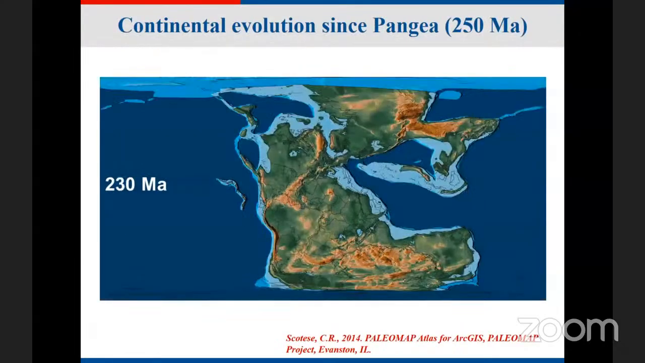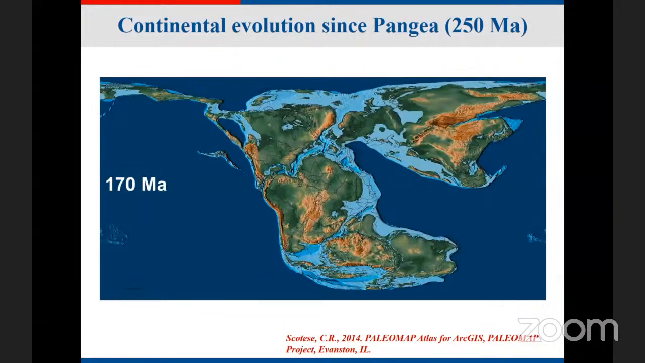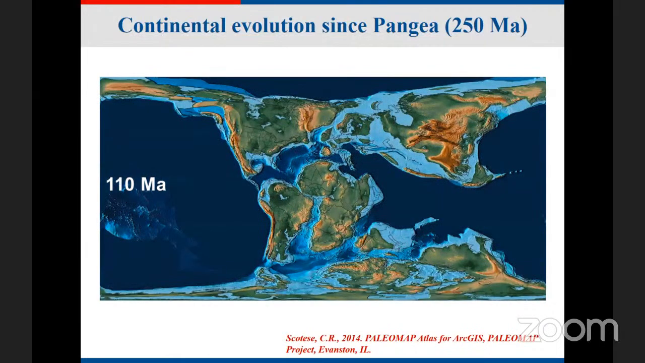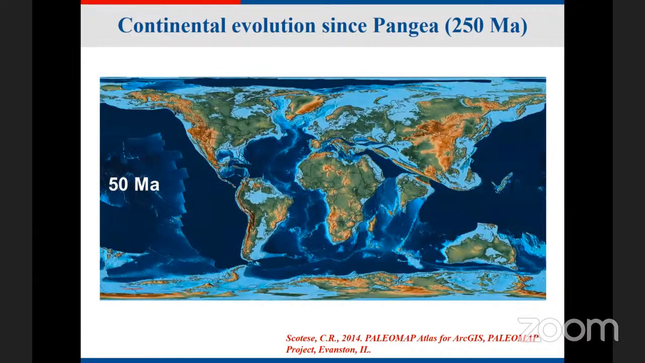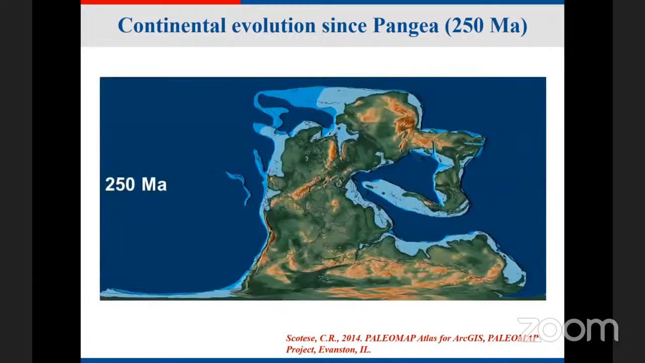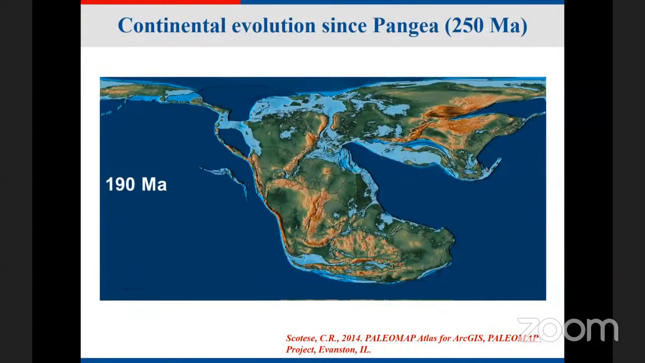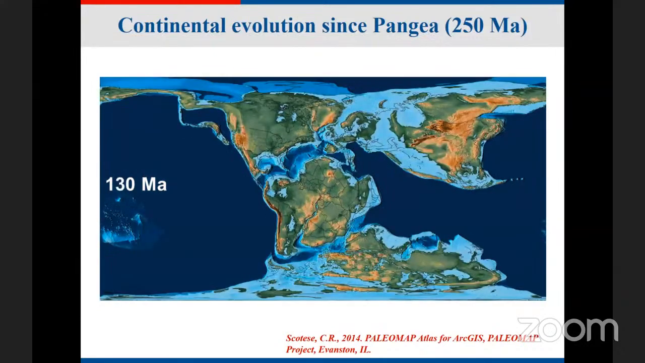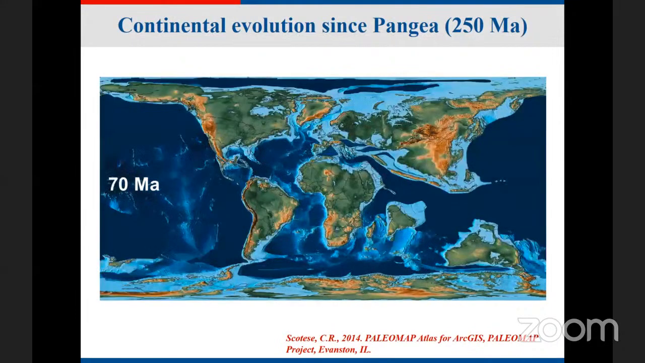So here I first show you an animation about the continental evolution since Pangaea. At the beginning, there was the supercontinent, we call that the Pangaea supercontinent. Then at about 170 MA, the supercontinent started breaking up. At 80 MA, the continents dispersed mostly into smaller pieces. Then the smaller pieces of continents started to assemble after 80 MA.